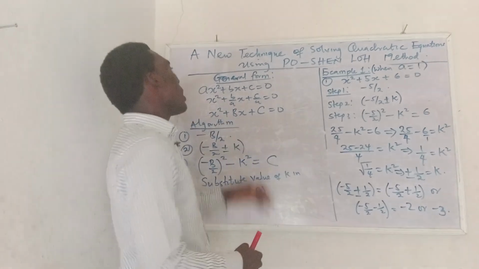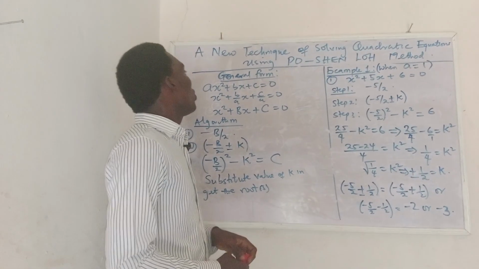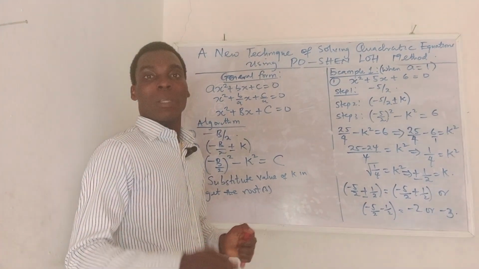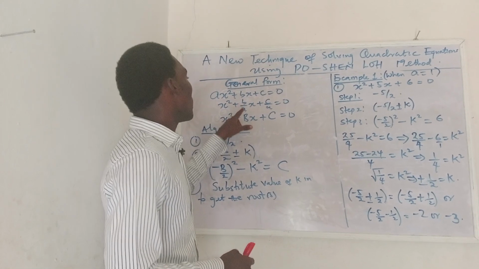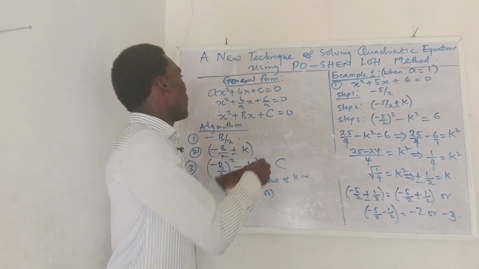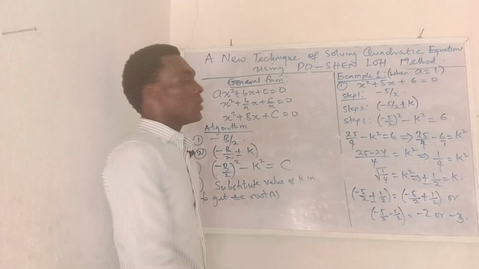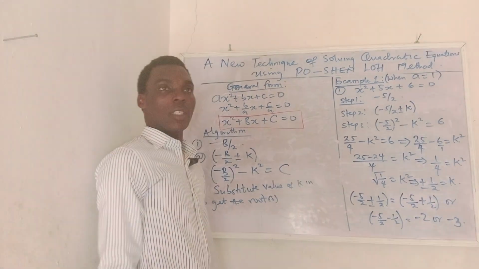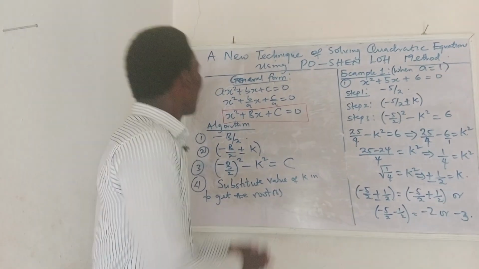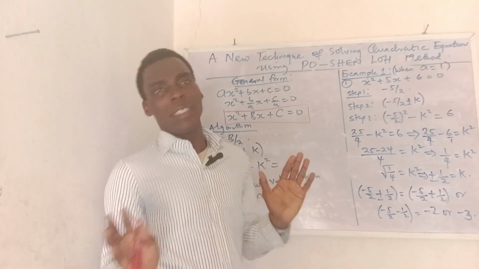Now, the first thing we have to do in order to implement this method is to divide through by what? By a. If you divide through by a, you have x squared plus b over a x plus c over a equal to 0. Then we'll get this result at the end of the day. Now, what is the algorithm of this Poisson-Lewis method? The algorithm is very easy and straightforward.